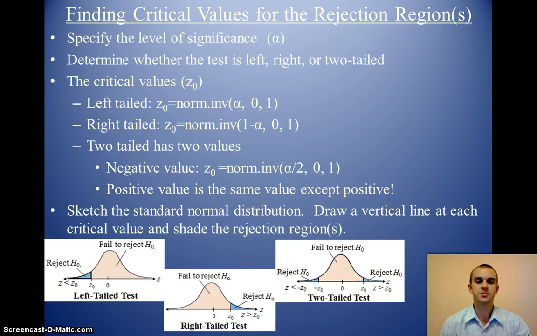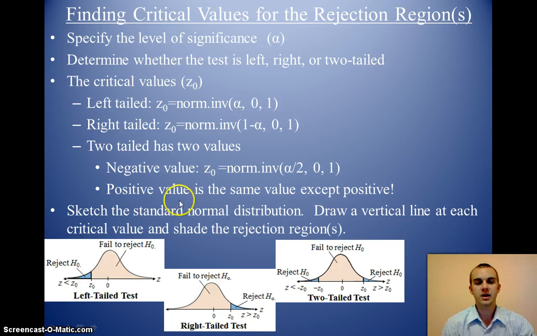If it's left-tailed, we use NORM.INV and plug in the alpha value given, and then 0 and 1 because we're going to use a z-score. If it's right-tailed, instead of alpha we use 1 minus alpha so that we can get that upper region. And if it's two-tailed, we take our alpha and divide by 2 with the same formula. With the two-tailed, you can see we get two different values. We get the negative with this version, and then we also do the positive.